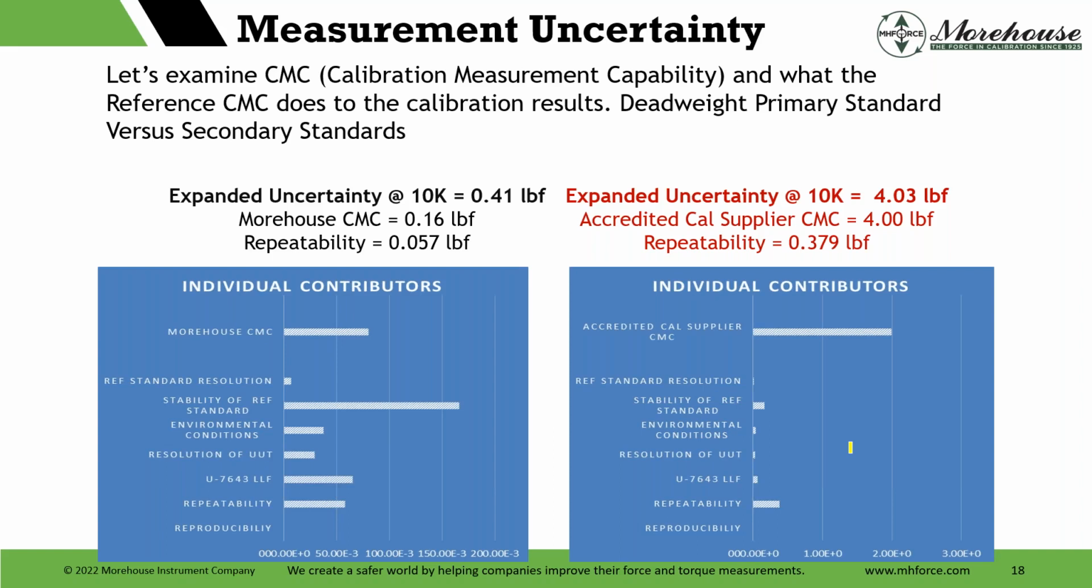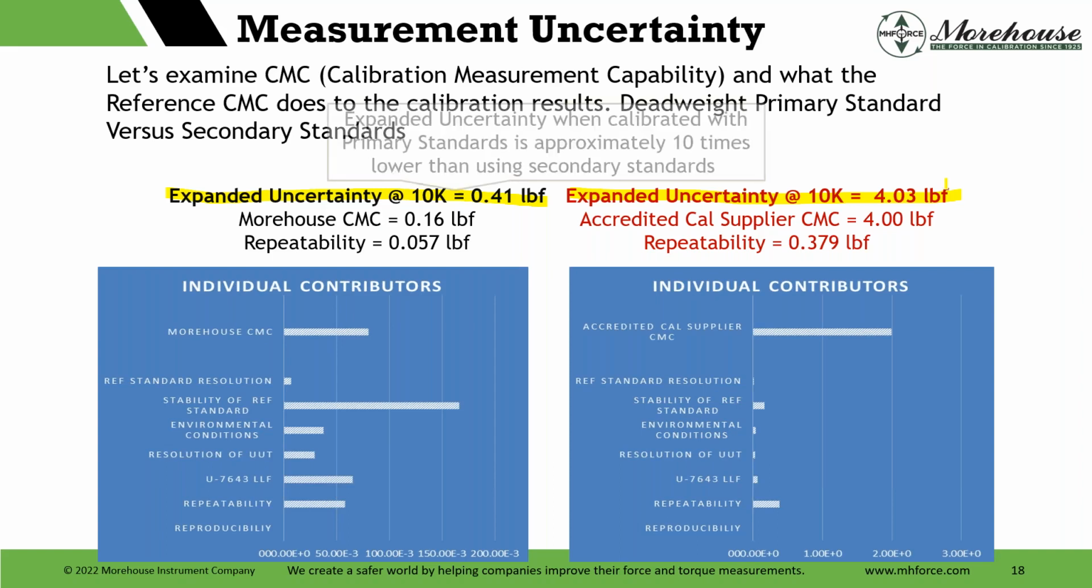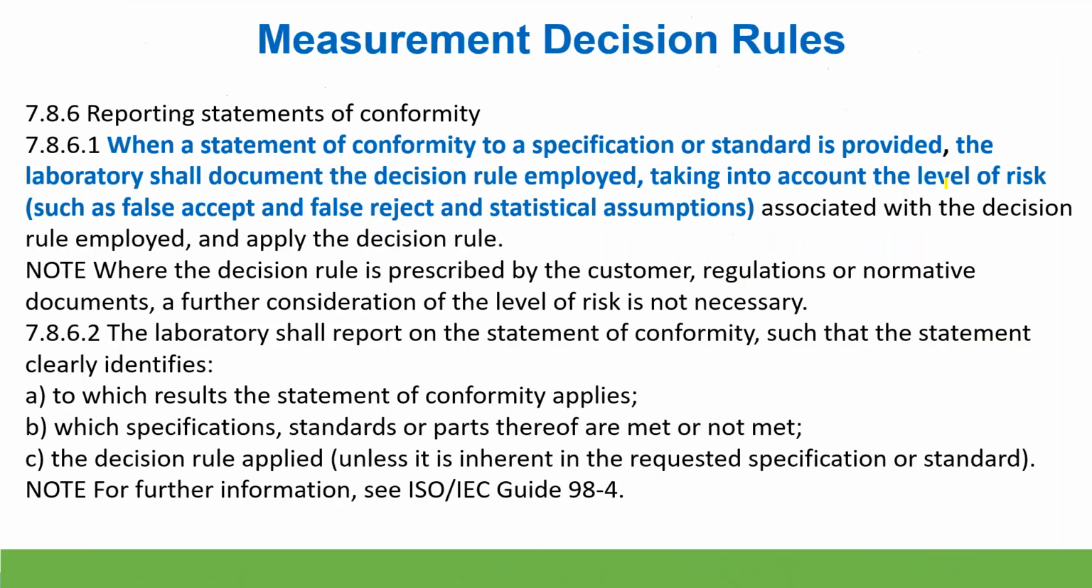You're going to use this information. This uncertainty is crucial because you're going to use it to make that conformity assessment. So in this same situation, something walks out the door here. I'd say expanded uncertainty, but this is really the expected performance of the device if used under similar conditions. It walks out of Morehouse at 0.41 pounds, and walks out of somewhere else at 4.03 pounds, just because the reference standard uncertainty is a lot higher. Expanded uncertainty using primary standards is approximately 10 times lower than using secondary standards. So, just more considerations.